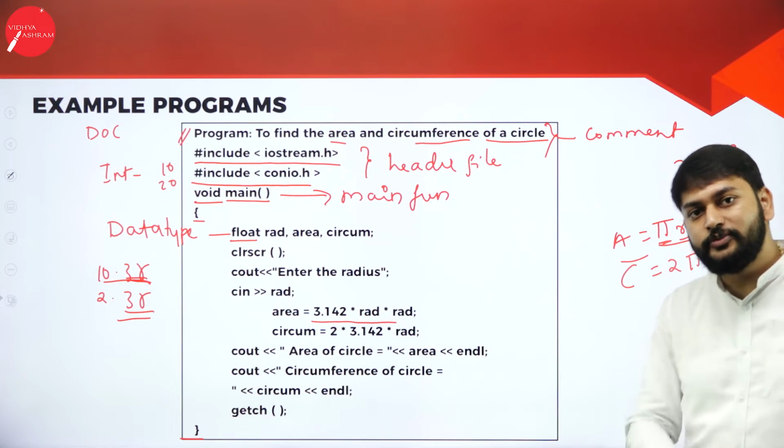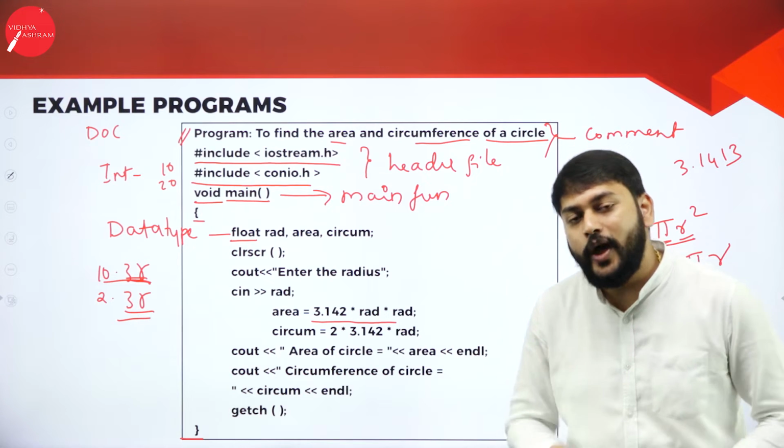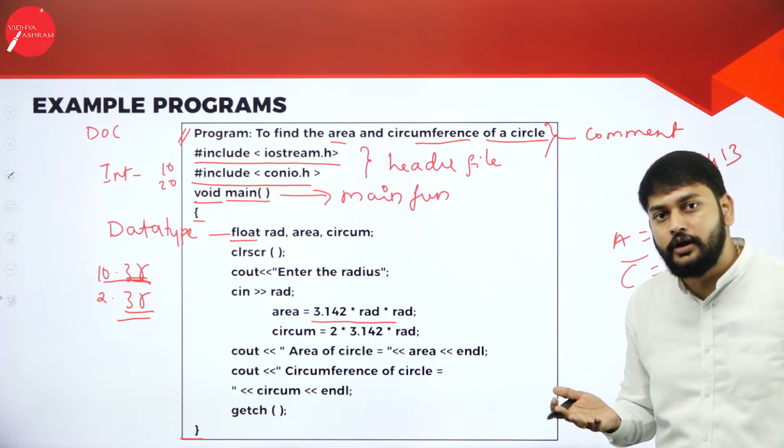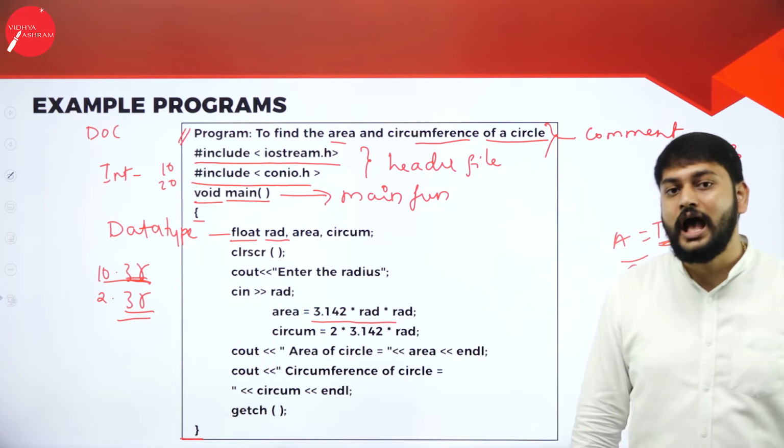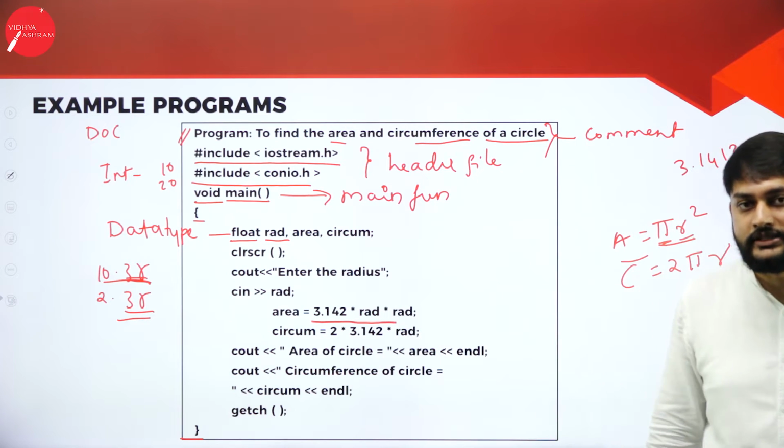If I want to take it from the user, I have to store it somewhere. So where do I store it? I have to store it in a variable. So I want a variable for radius. That is why I am taking it as rad.